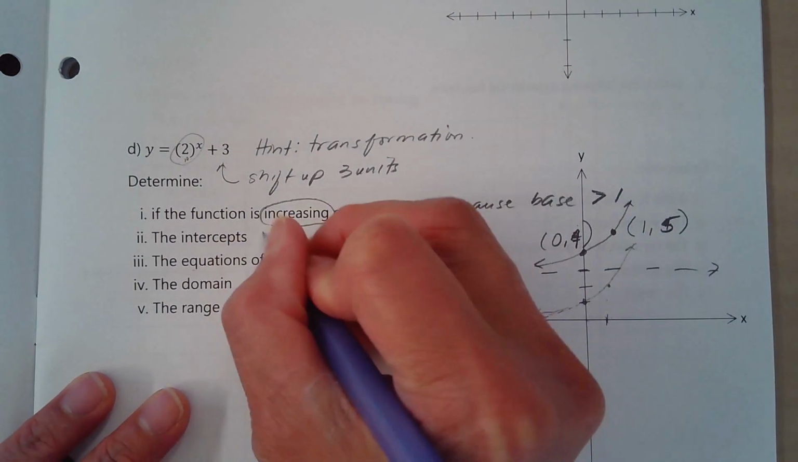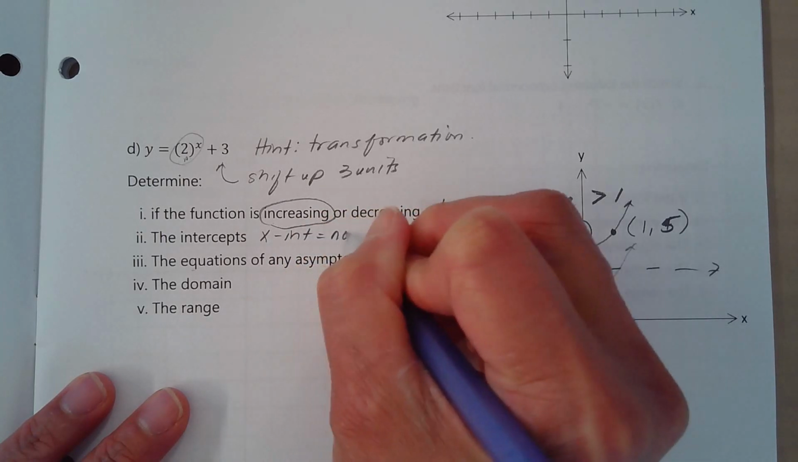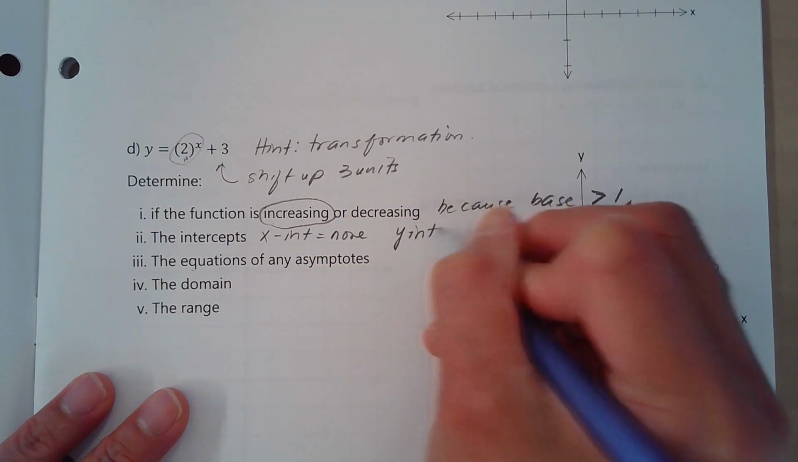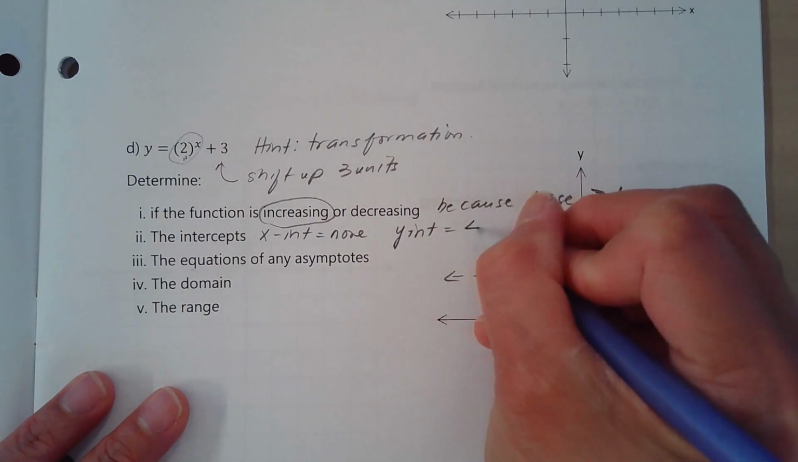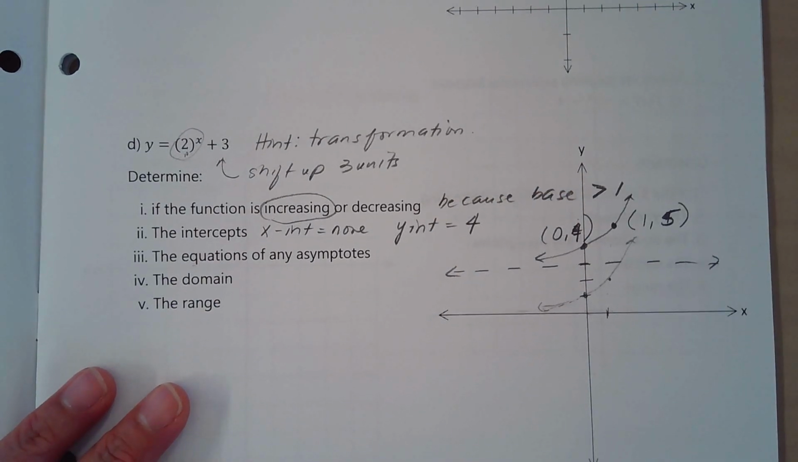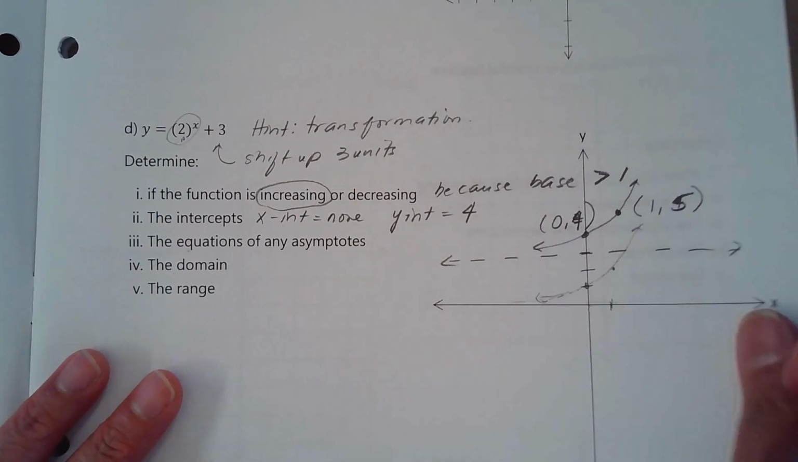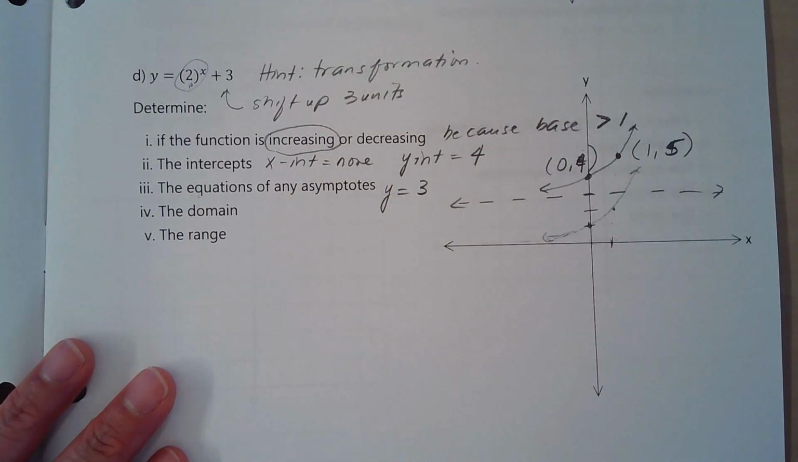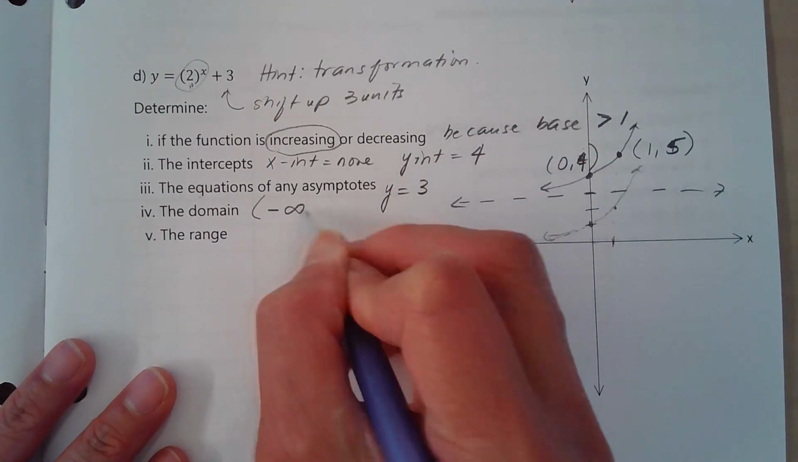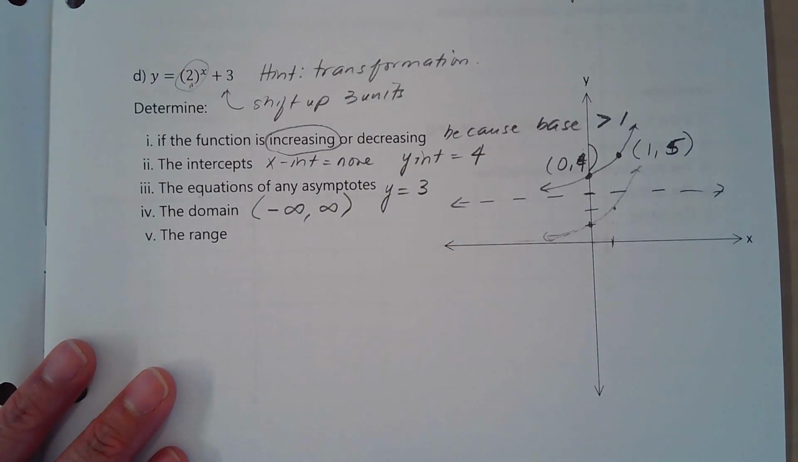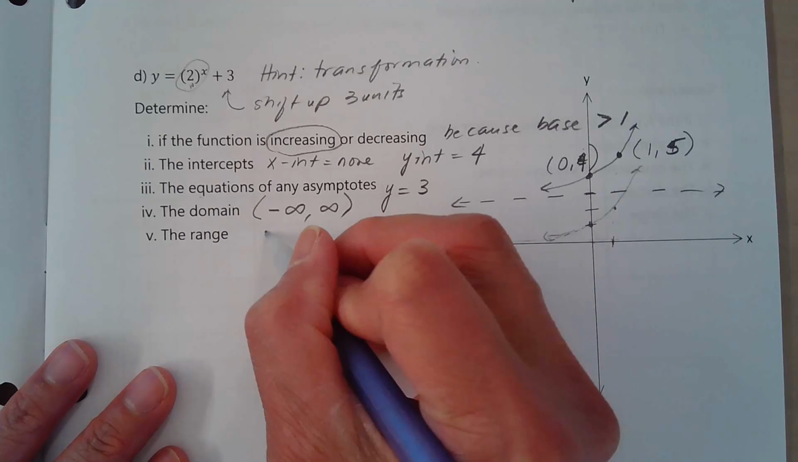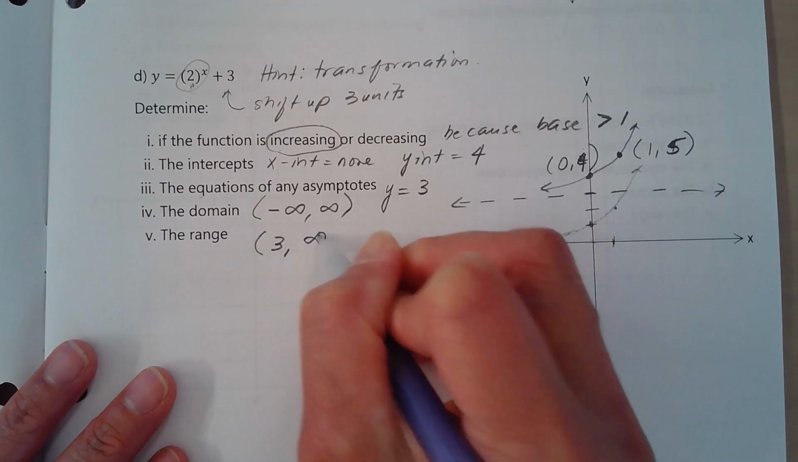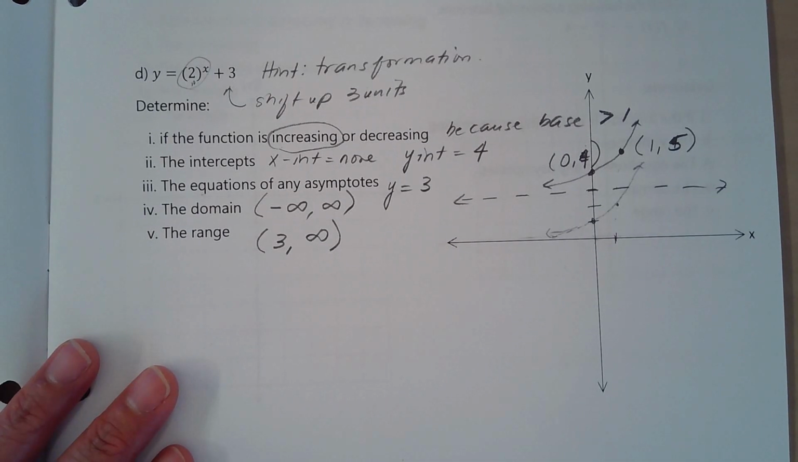Now intercepts: x-intercept, still none. But the y-intercept now is at 4. Equation of asymptote, y is equal to 3. The domain is from negative infinity to positive infinity. Now what about the range? The range is now going to be from 3 to infinity, not including 3.